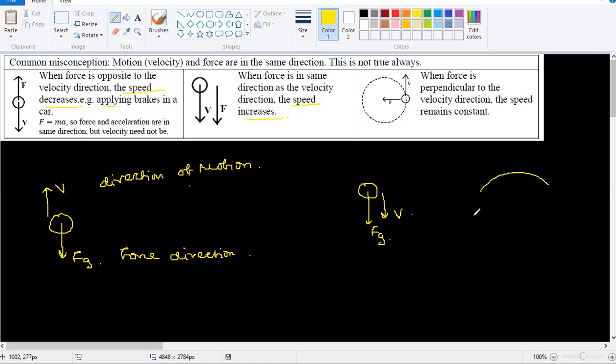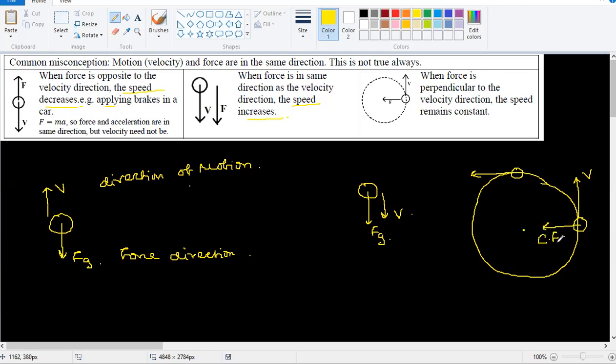When it is a circular motion, the velocity, we studied, is always tangential to the given point on the circle. So that means this is the velocity direction or the direction of motion. Of course, it's changing at every point. But we said the centripetal force is acting down towards the center.